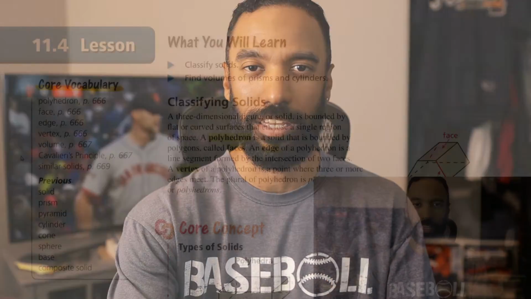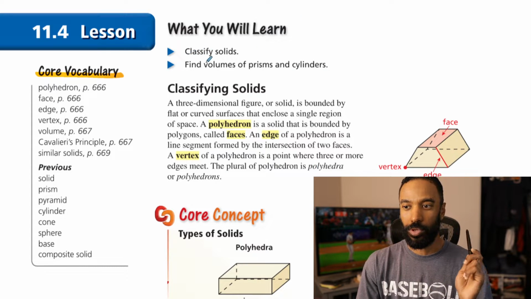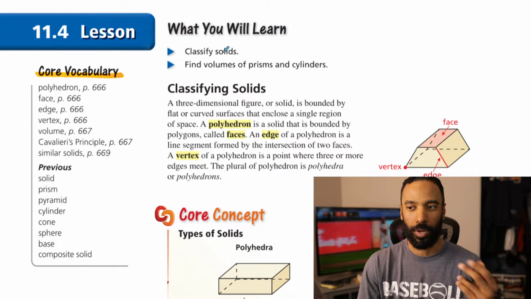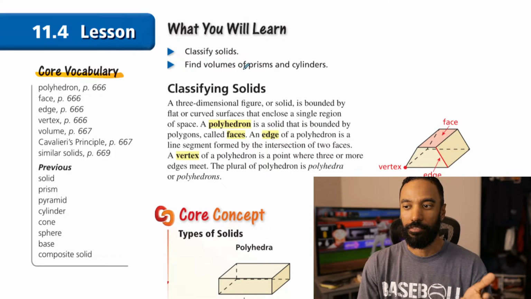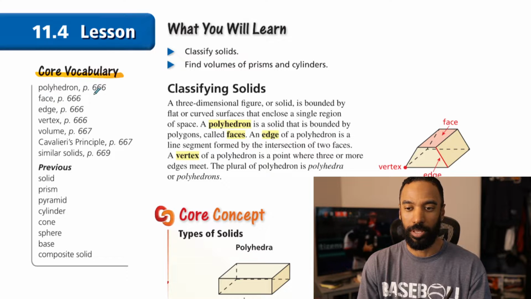Have a calculator handy if you're going to be following along, because we're definitely going to be doing a lot of rounding. Now we are going to classify solids. That means give them their name, just like how in 2D shapes, polygons, we give square and things like that. We're going to call things what they are, and find volumes of prisms and cylinders. That's the head point.